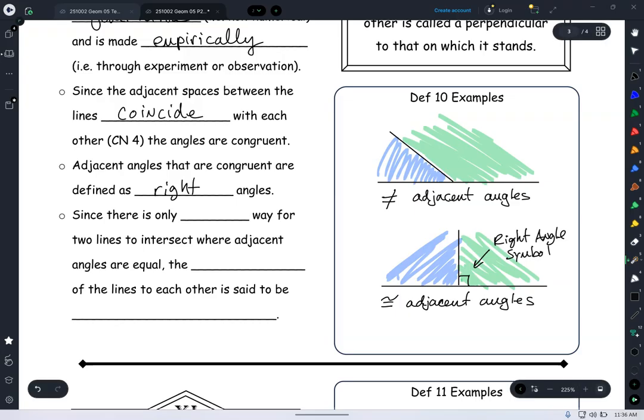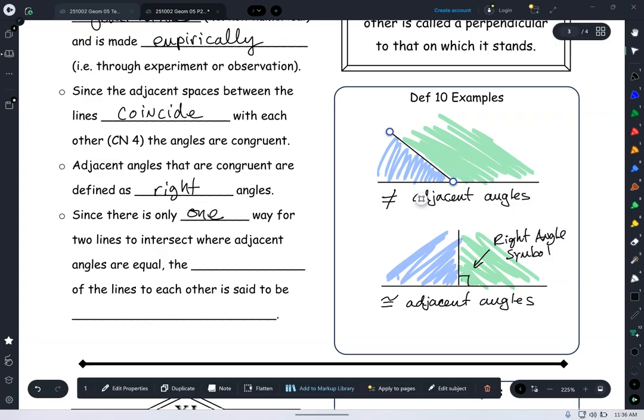Okay, now watch this. Since there's only one way for two lines to intersect where adjacent angles are equal, hit the brakes. Wait, what, Miss Vargas? There's only one possible way? Yeah, check it out. Watch this. You're not going to do this, but I can do this because I have cool little digital tools. But watch. Let's say I took this line up here.